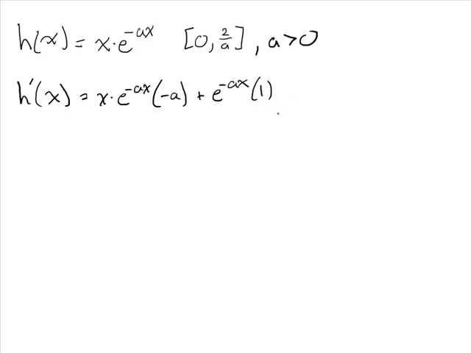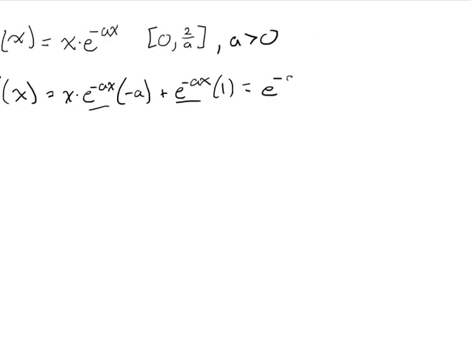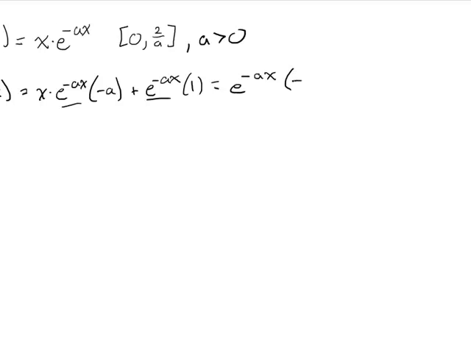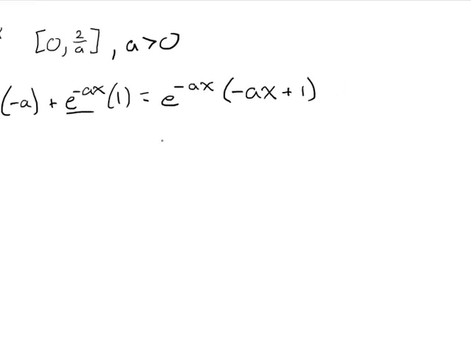And now we'd like to see how much we can simplify this. Well, notice we have a common factor of e to the negative ax. So let's pull that out. So we have e to the negative ax, and what are we left with? So this first term is negative a times x, these two, and then plus 1. So there is our first derivative, and this will allow us to find a critical point.